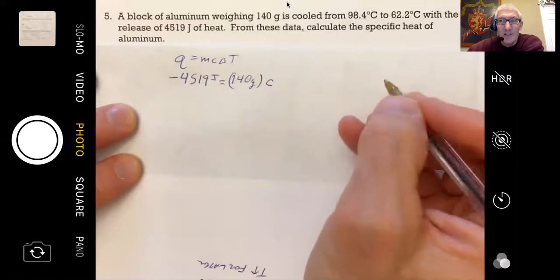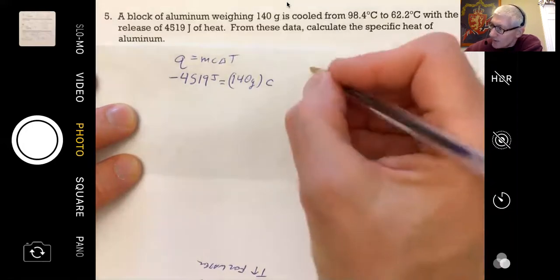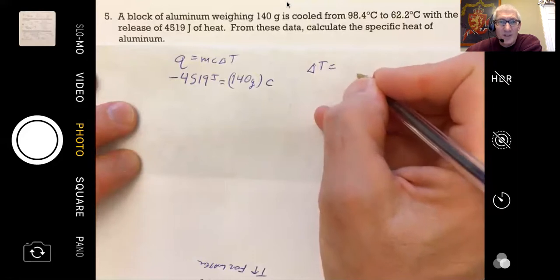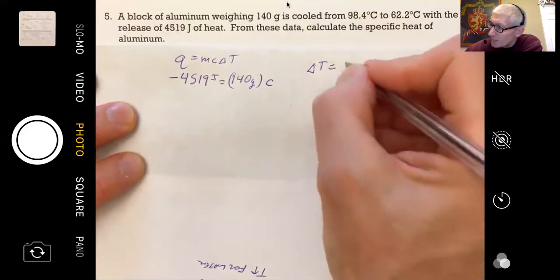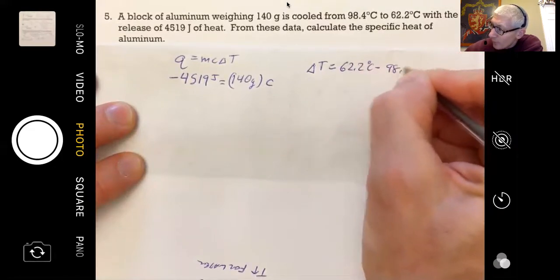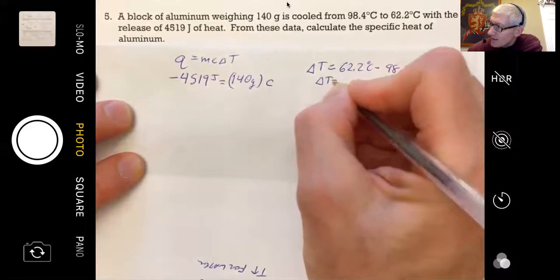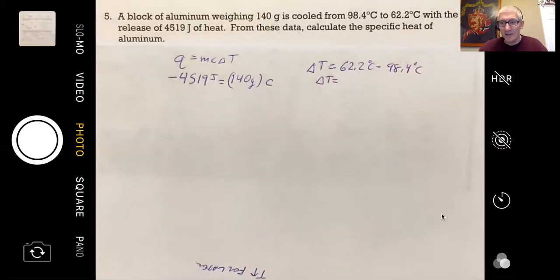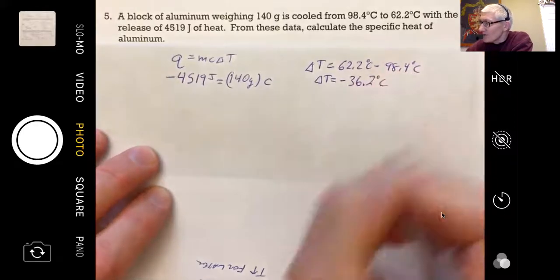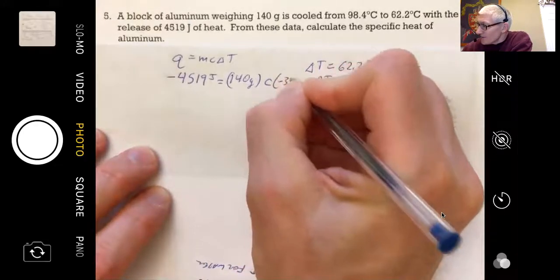Like, how much energy does it take to change 1 gram of aluminum by 1 degree Celsius? And then we look at the delta T. We know that delta T here went from 98.4 to 62.2. So the final temperature was 62.2. We always do final minus initial, minus 98.4 degrees Celsius. So delta T is equal to, and I'm going to my calculator just because I'm old and feeble, 62.2 minus 98.4. I've got a loss, minus 36.2 degrees Celsius.